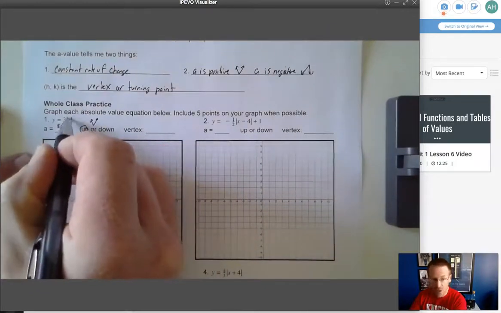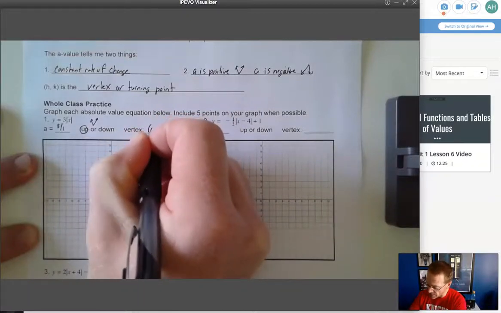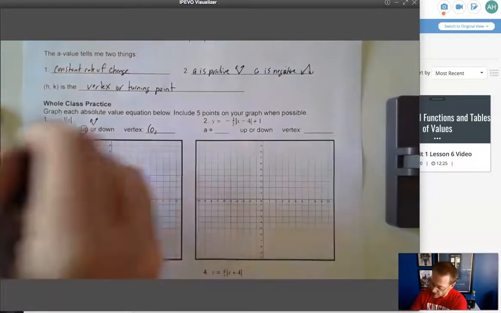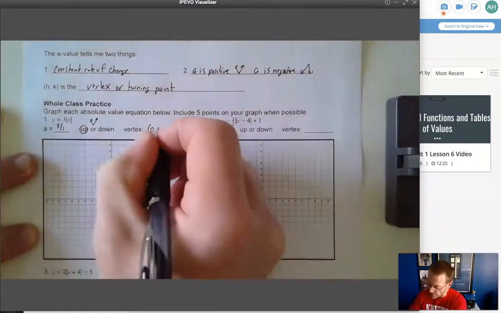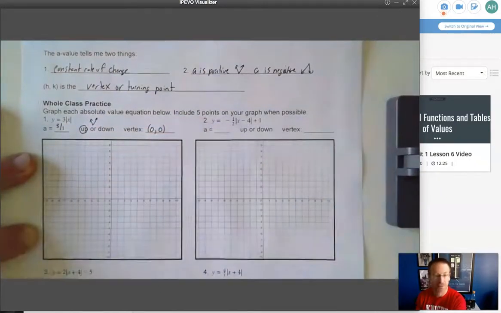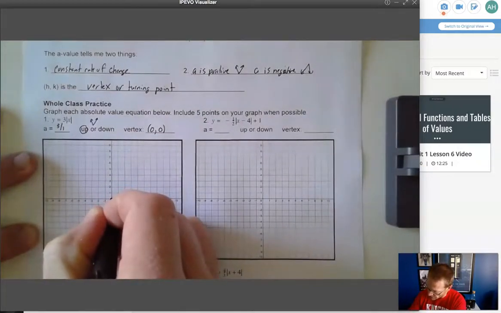And then notice, we're looking for our vertex. Notice there is no number inside with the x, and so that means that the x value of our vertex has to be 0. And notice there's no number on the outside, which means that our y value for our vertex also has to be 0. So we get 0, 0 for our vertex right here.